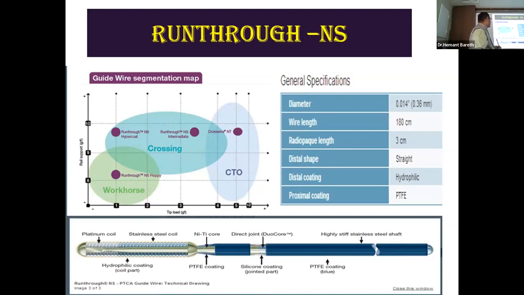The only thing with this particular wire is that there is a small optimal coating. So you have to be a bit careful with Runthrough. Normally you would not use Runthrough in CTO lesions. Anyway, you would be using it in the workhorse lesions, and therefore it is not a problem.